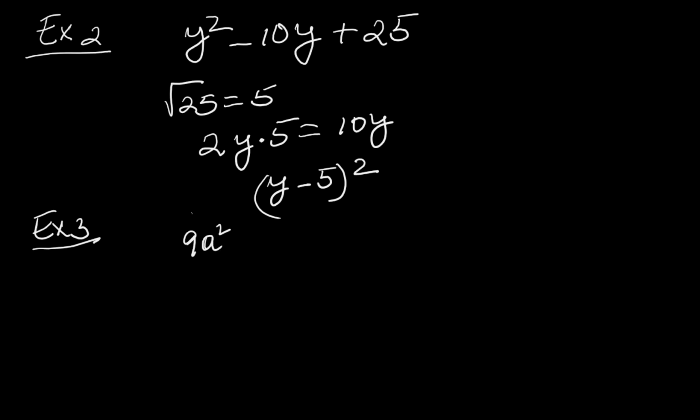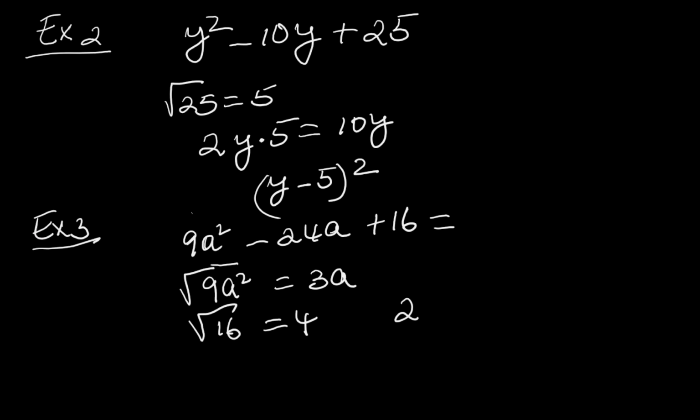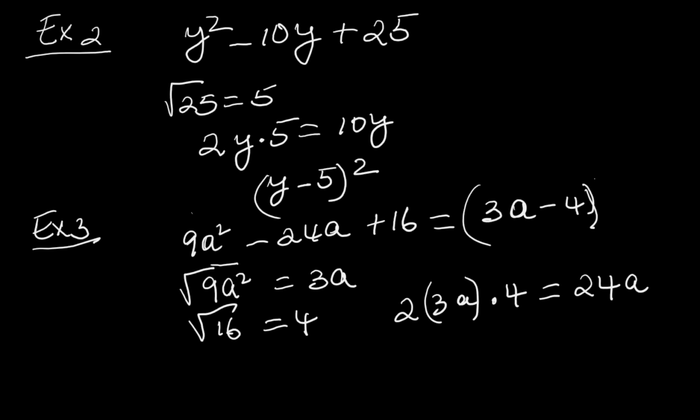Example 3, 9a squared minus 24a plus 16. The square root of 9a squared is 3a. The square root of 16 is 4. 2 times 3a times 4 equals 24a, and the sign matches negative. So this factors as (3a minus 4) squared. And that's how you spot perfect square trinomials.